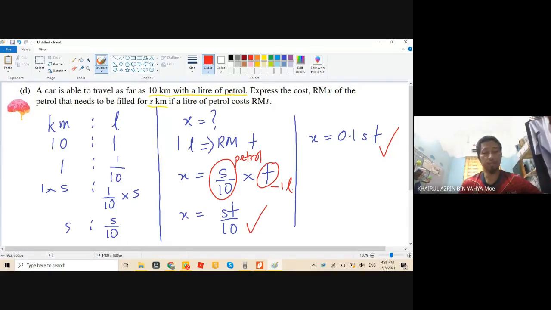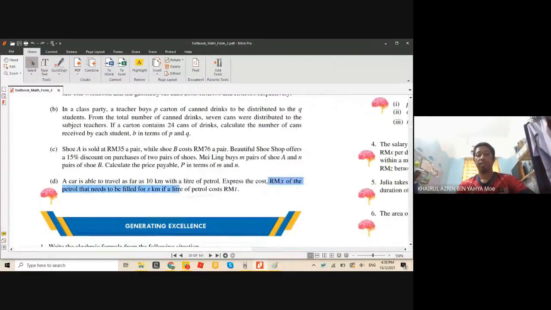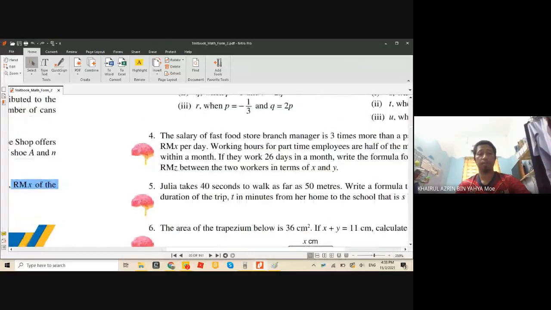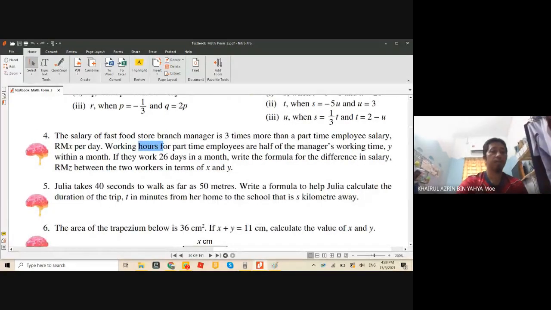Okay, next. Next will be quite difficult compared to the 4 questions that we have done. Let me make it smaller. Okay, this one. Number 4, I actually take from the textbook on page 51, starting from question number 4, 5, and 6. We start with question number 4.